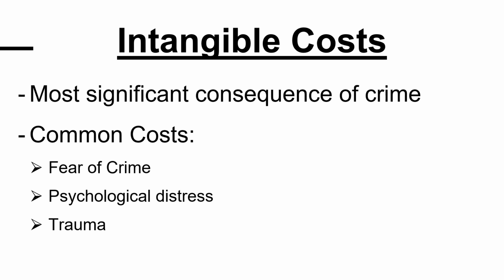Then you have the intangible cost of victimization. The best way I know to describe intangible cost is the psychological effects of being a victim. And intangible costs are the most significant consequences of crime. Your psychological effects of being a victim is the most significant consequence that happens because of the crime. So some common costs are psychological distress, which we've talked about, trauma that you've incurred from going through that experience, and then the overall fear of crime.